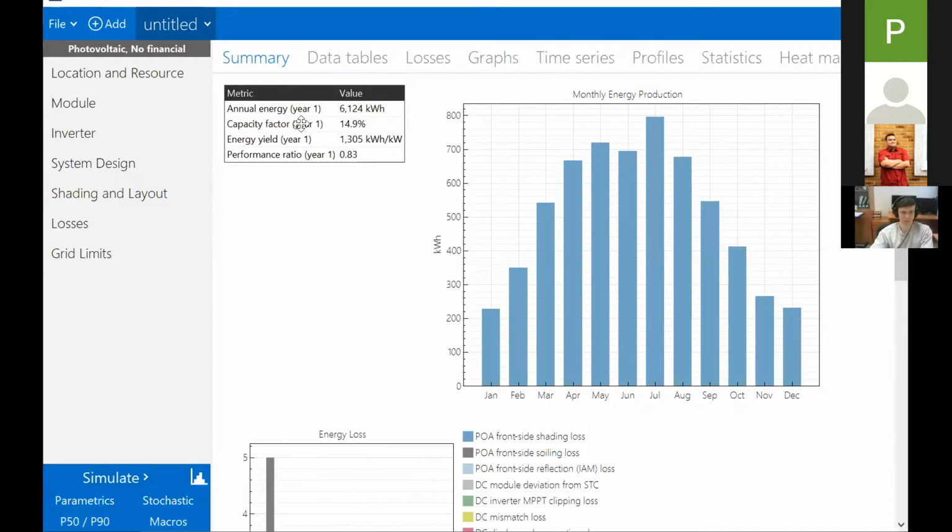That's actually a very healthy number. That is typical of sunny climates in mid-latitudes. The one we did yesterday, I think it was for Phoenix, Arizona, that was a desert climate. So you would expect that to have a higher capacity factor.